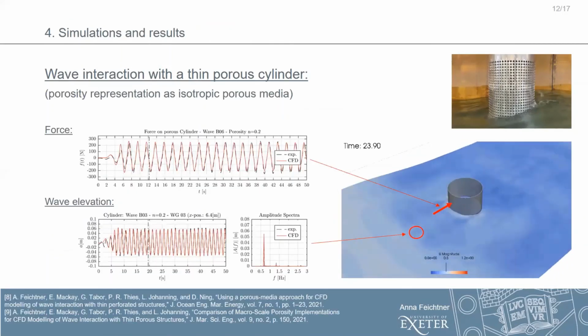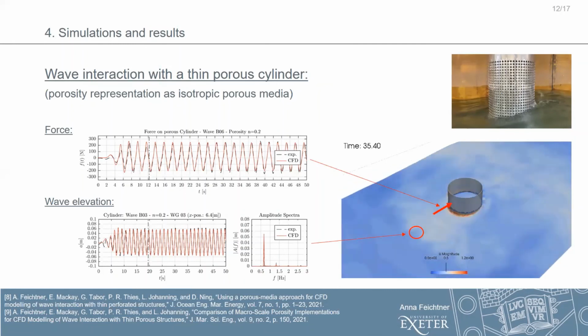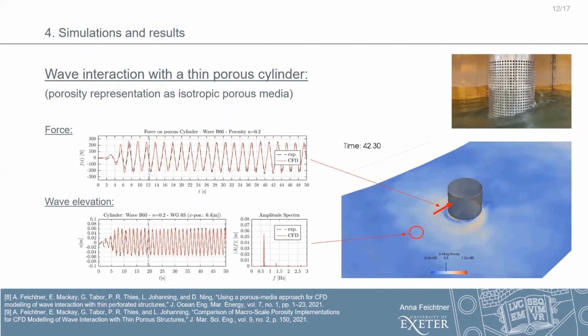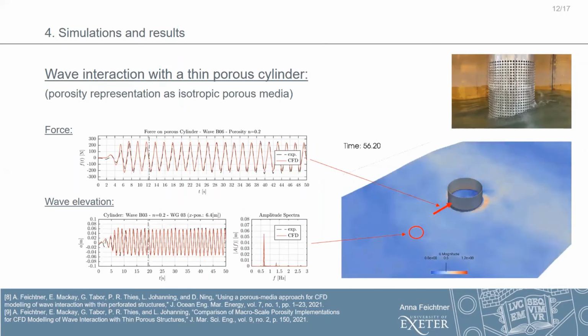Here you can see a video, and you can see that the flow enters the cylinder, and the horizontal force on the structure is measured by means of a time series, and the wave elevation is measured at wave gauges around the structure. These are just examples of a wave condition and the wave gauge in front of the cylinder. And the agreement between the numerical CFD results and the experimental results is pretty good here.